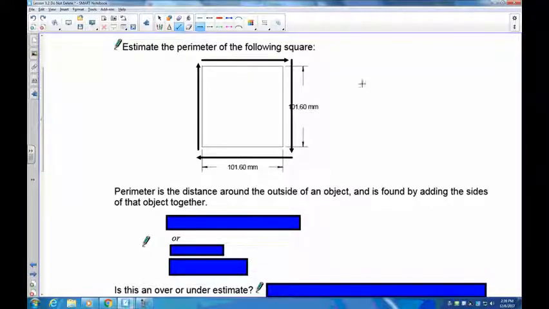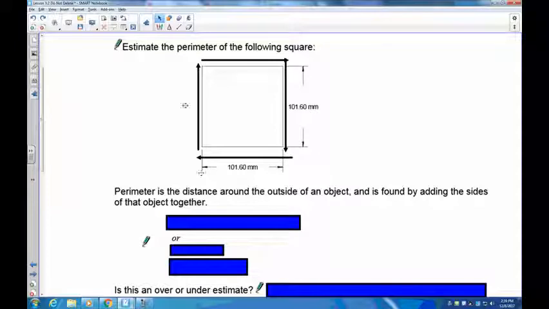Now on most of these types of questions, the information is given to you in 2 locations, like on one side here and the other side over there. Don't forget that when you go all the way around, you have to include the sides that are not labeled with the 101.60, all right? So I've got 101 and 6 tenths or 60 hundredths on that side and on this side, that side, and that side.